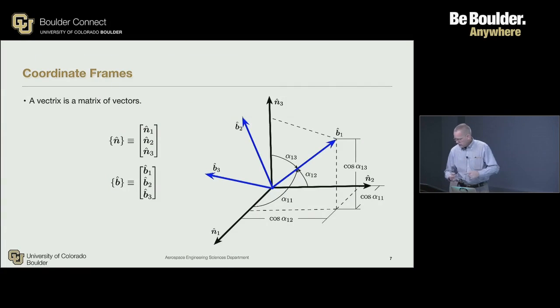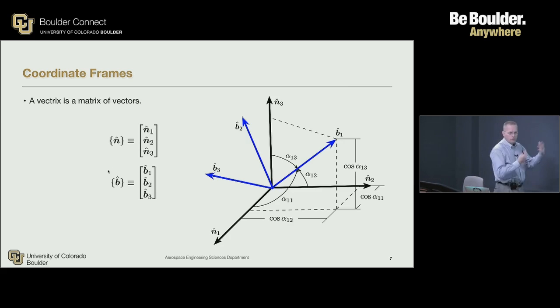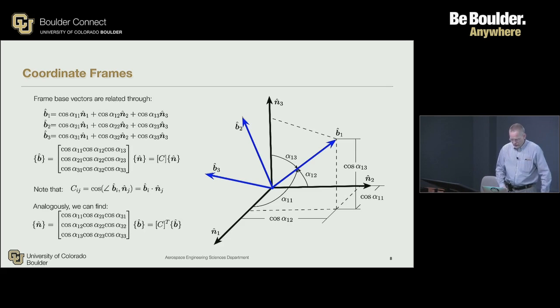Good, so that's the vectrix, and we have here the N vectrix, which is formed by the base vectors n1, n2, n3, and the B vectrix, which is b1, b2, b3. To denote the difference, I'm using a curly bracket around the b hat. It just means this. If you see this, you know this is a 3x1 matrix of the b base vectors. That's it.